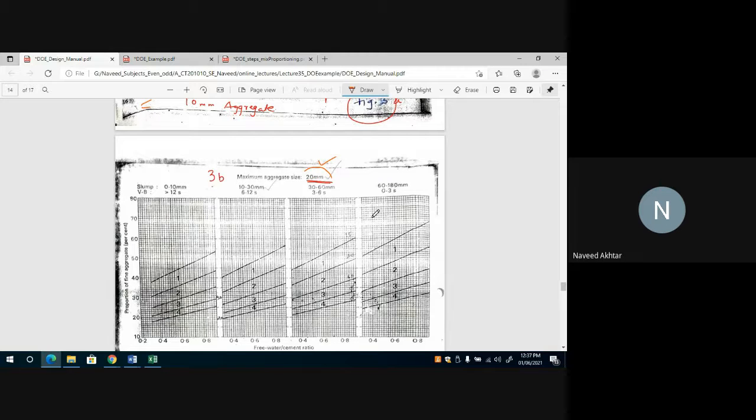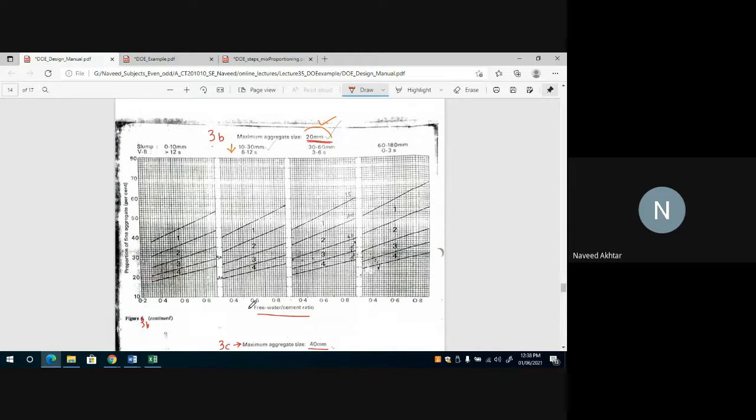And because the slump value is 25 mm, we will go for this graph, the second graph. We will not go for any graph other than this, because the second graph has the slump value 10 to 30 mm, and our slump value is 25 mm. So for 20 mm aggregate and this slump value, we can now calculate the proportion of fine aggregate. So I will come, because my water to cement ratio is 0.53.